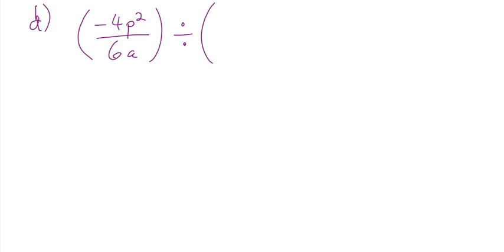Uh, 5p to the 4th over 9p. Okay, what's the first step in dividing? Okay, first step is factor. Is there anything to factor? No. Right, they're all just single terms. Okay, then, what do we do when we divide? Kiss and flip.